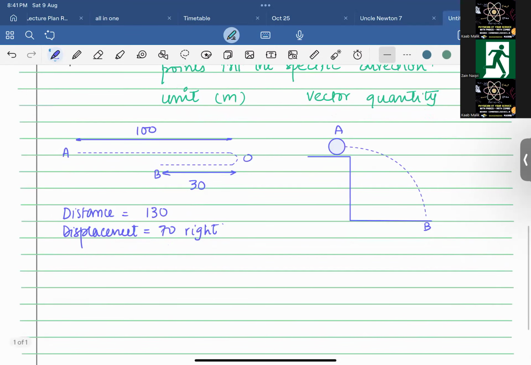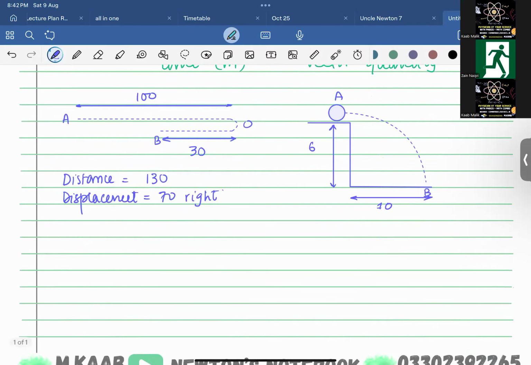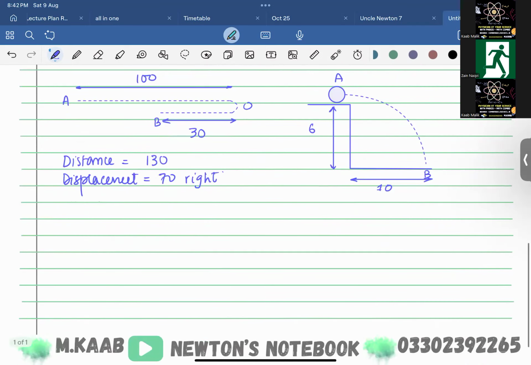So if I give you the height, let's say this is 4, this is 6, and this is, let's say, 8. Can you tell me the displacement and the distance? Although you cannot tell the exact distance, you can tell the displacement.